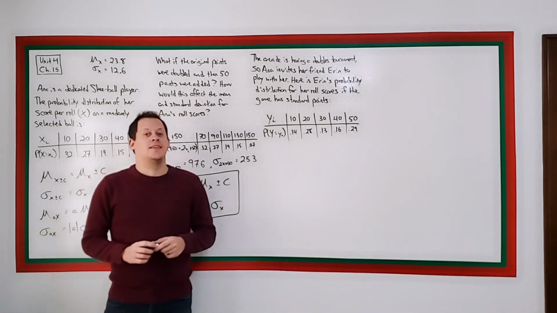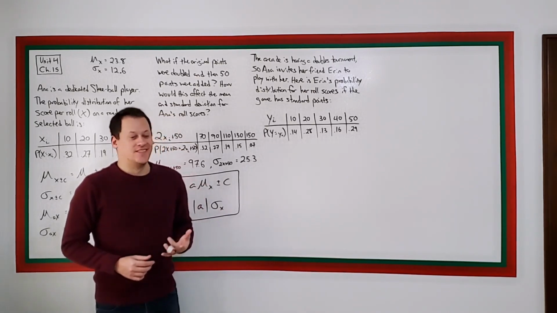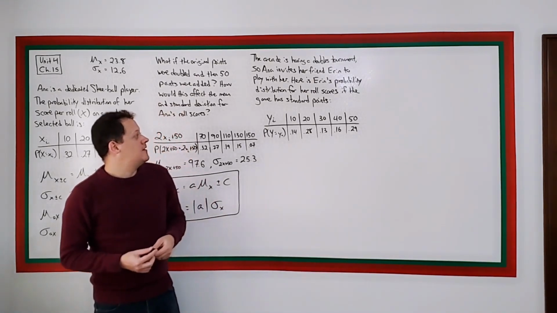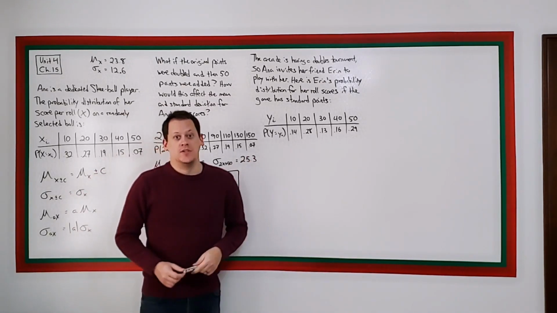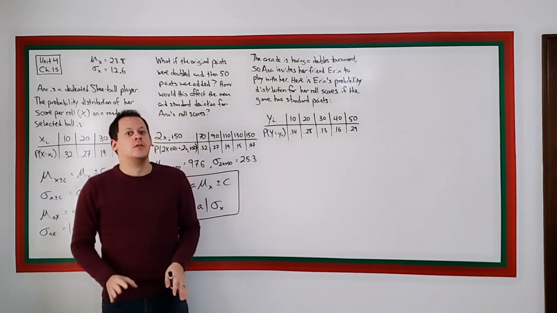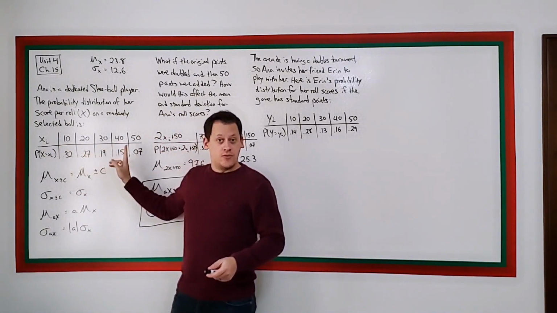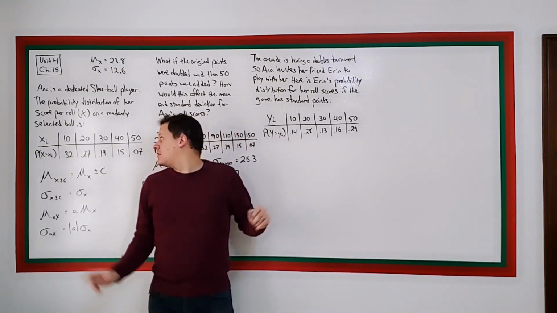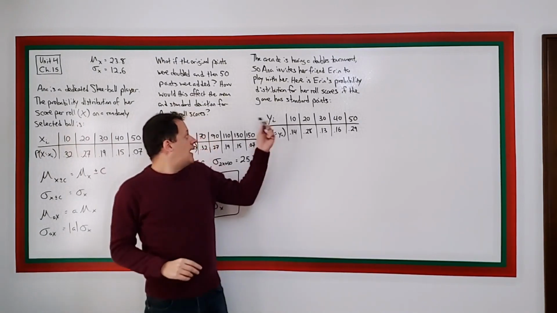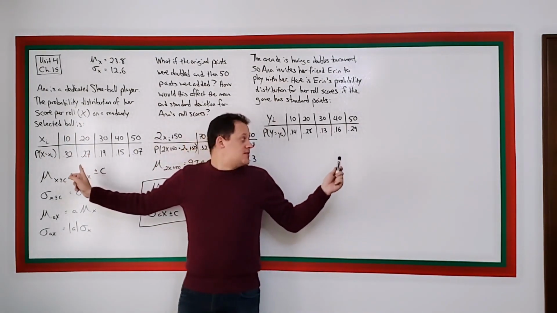Okay, now we're going to make things a little more interesting. Let's say the arcade's having a doubles tournament. So Anna invites her friend Erin to play with her. So this is Erin's probability distribution for her roll scores for the original point system. So this is Anna's distribution for the original points 10 through 50. This is Erin's. Anna, her random variable is x, Erin is y. So you can compare and contrast these two.